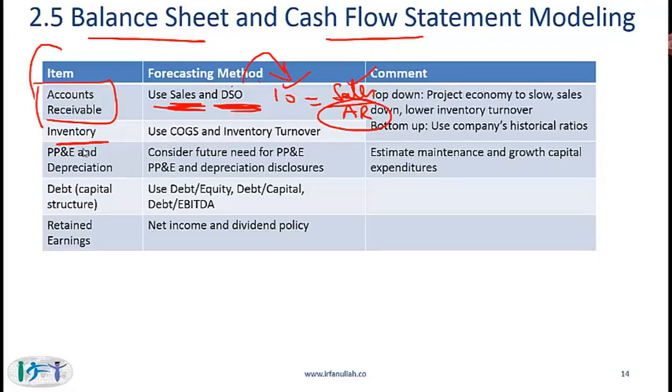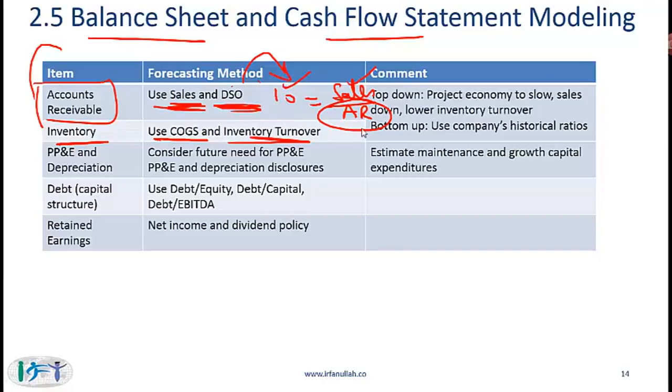Same concept with inventory. So use COGS, and where's this coming from? Again, this is coming from the income statement. The inventory turnover, this is what you forecast. And where do you think these forecasts will come from? You can use the company's historical averages or you can use industry averages. Now, does that have a flavor of top down or bottom up? If you use the industry averages, then you are using top down. If you are using the company's own historical averages, then you are using bottom up.